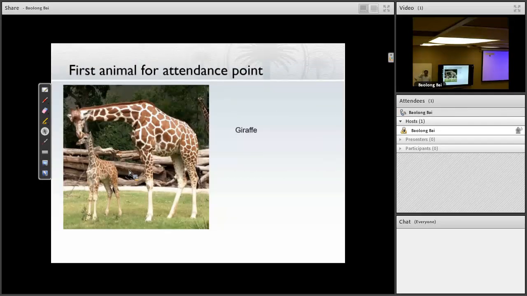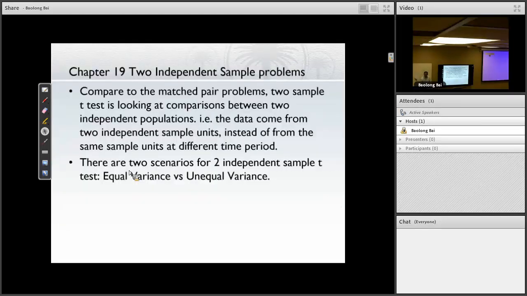So this is our first animal for the attendance points, giraffes. All right.